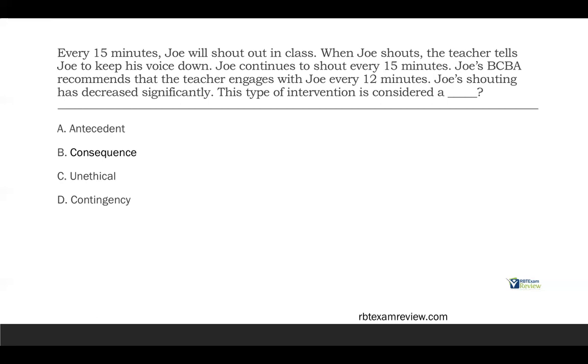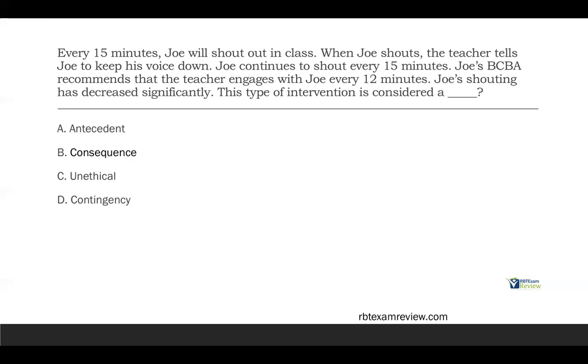Is it an antecedent intervention, consequence, unethical, or a contingency? So, what can we eliminate? Always try to eliminate wrong answers first, okay? So, immediately we can eliminate what? Unethical, okay? Nothing unethical is happening, okay? So C is out.